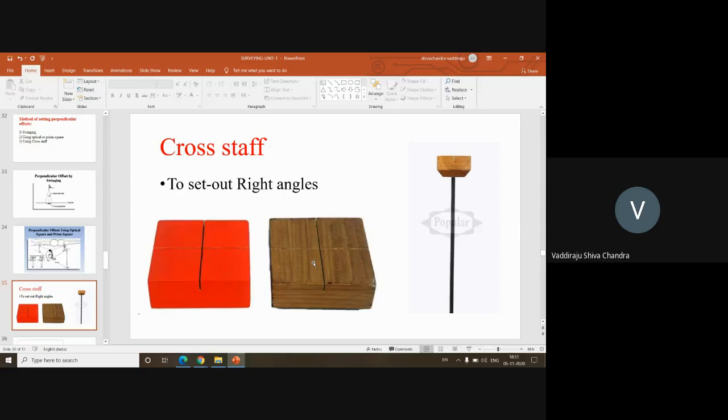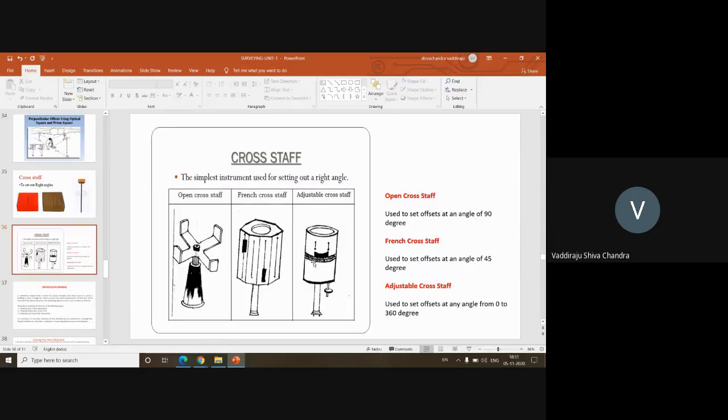There are multiple types of cross staffs. The basic one is the open cross staff, which is used to set offsets at an angle of 90 degrees. Only 90-degree right angle offsets, or perpendicular offsets, can be fixed using this instrument. There is one more, the French cross staff, which is used to set offsets at an angle of 45 degrees, that is, oblique offsets. An adjustable cross staff is used to set offsets at any angle from 0 to 360 degrees. So these are the three basic types of cross staffs available in the industry right now.